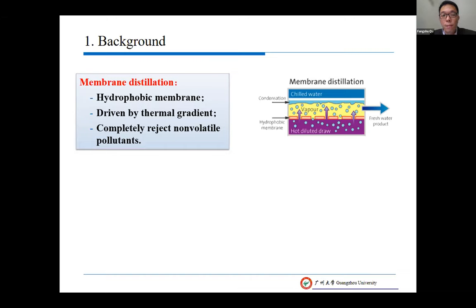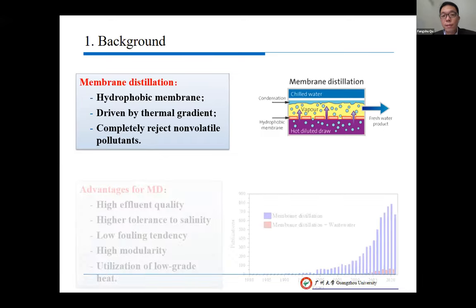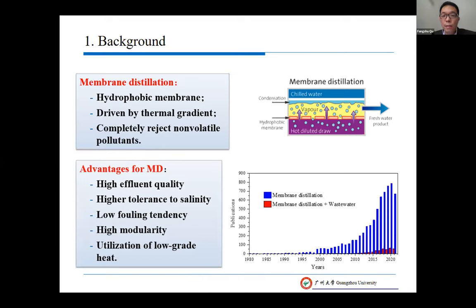And membrane distillation is such a technology, which has attracted a lot of research attention in recent years. MD uses a hydrophobic membrane as the separation medium, and a thermal gradient is established to drive the water molecules through the membrane. In this way, the non-volatile pollutants can be totally rejected by MD. So MD has advantages like high effluent quality, high tolerance to salinity, and low fouling tendencies.